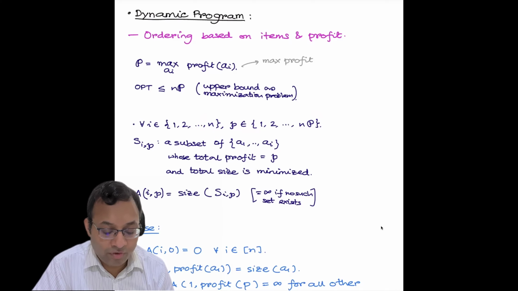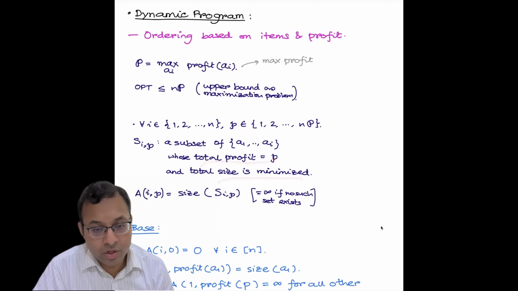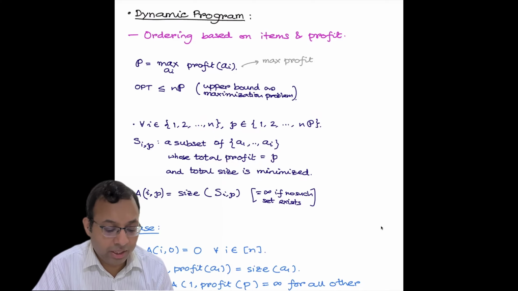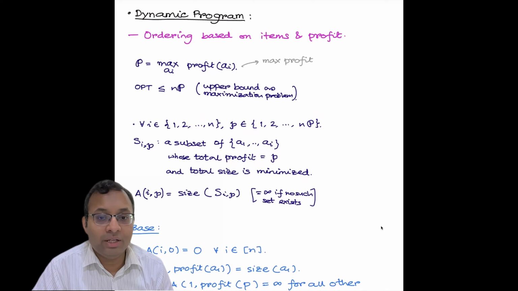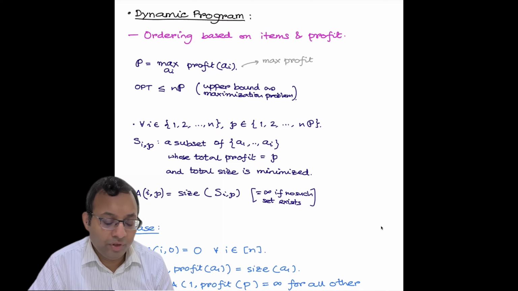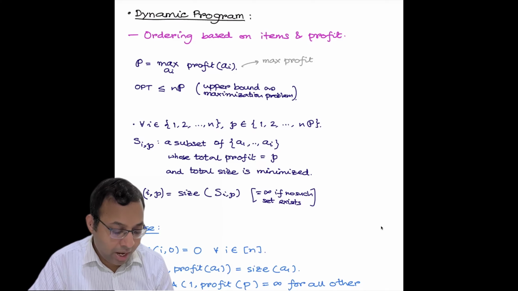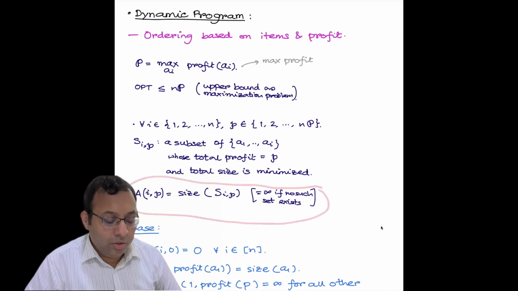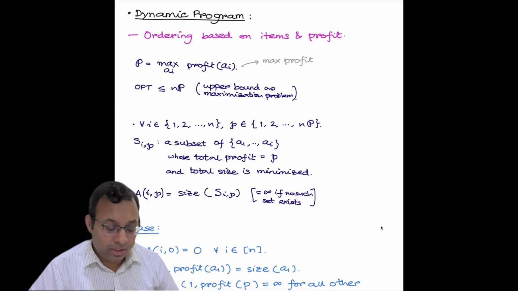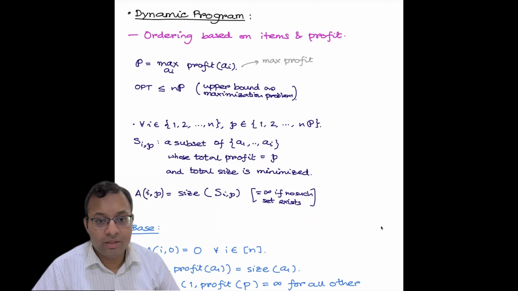So that is the difference. Now we are looking at the total profit and trying to minimize the size. In the previous variant, we are trying to maximize the profit and we have a fixed size, an upper bound on the size. In this case, actually, we can also make sure the profit is greater than or equal to p. That's also fine. But if we want to minimize the size, equal to p is better to have. And then we define A(i,p) to be the size of S(i,p). And if there is no such set which has profit exactly equal to p from items A1 to Ai, then we define it to be infinity.